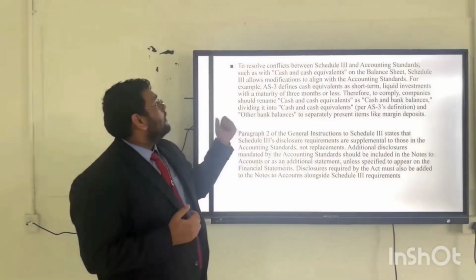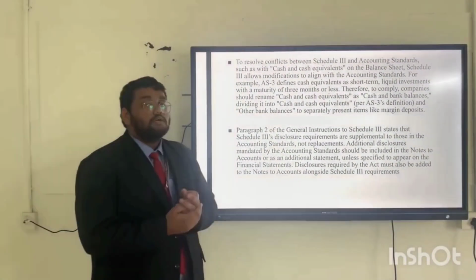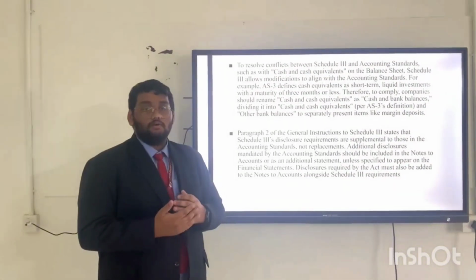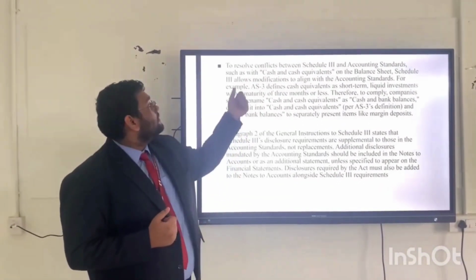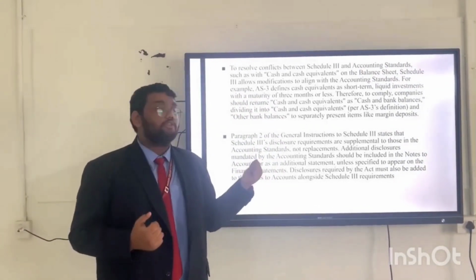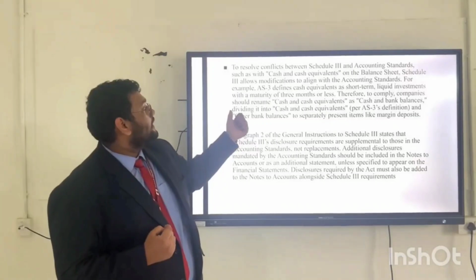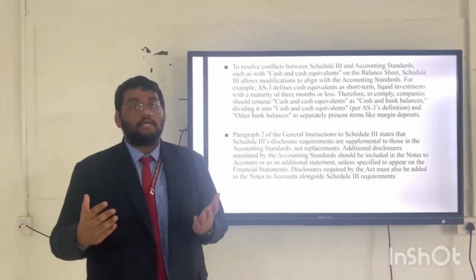The next instruction is to resolve conflict between Schedule 3 and accounting standards. Previously, in the old Schedule 4, there was a clash between the schedule and the accounting standards in areas such as cash and cash equivalents. But now, to resolve the conflict, we first need to understand what cash and cash equivalent is.